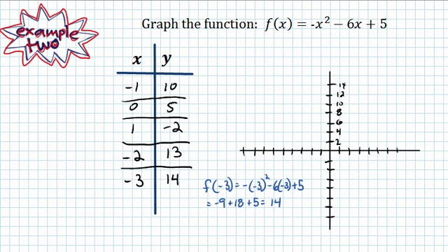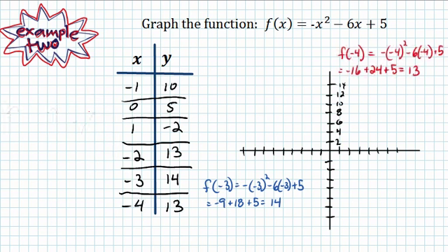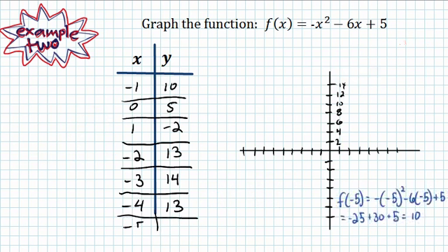Notice how the difference between the y values is getting smaller. So as I move left, I'm coming closer to the vertex, or the highest point of the parabola. If I pick -4 and plug it in, it turns out I get 13. And let's pick one more. Let's pick -5. If I plug in -5, I get 10.